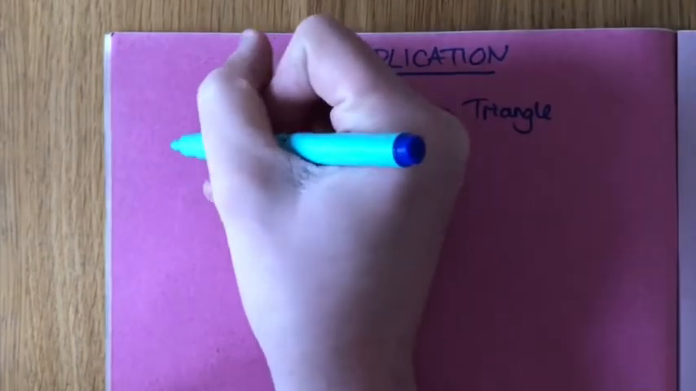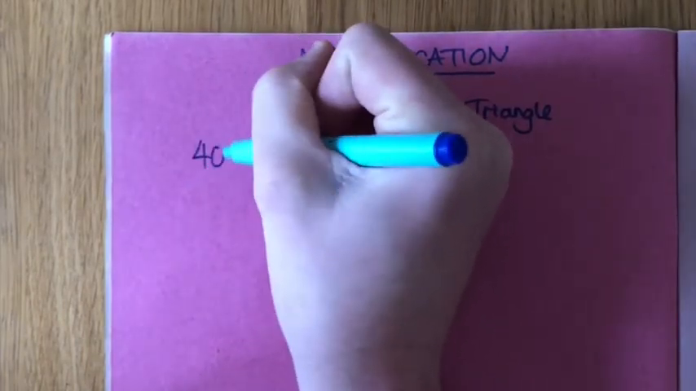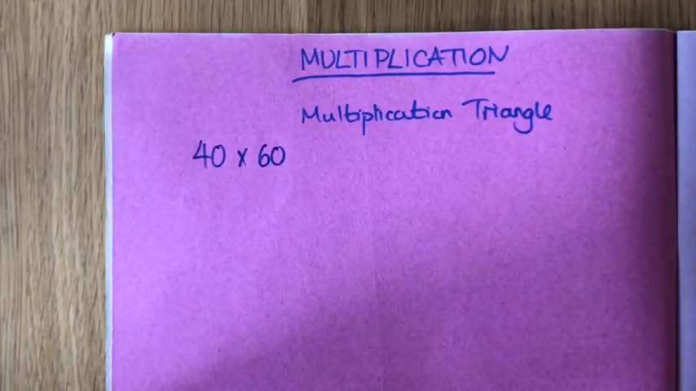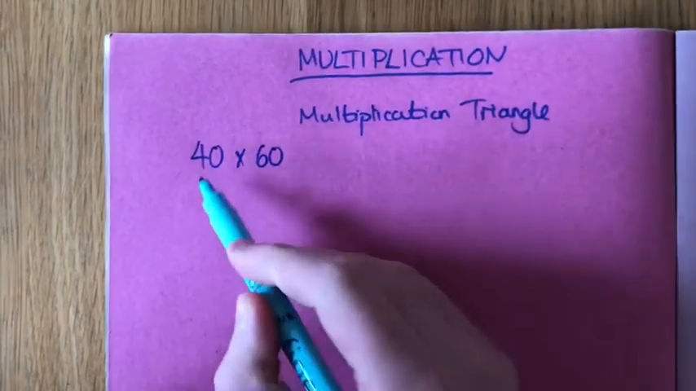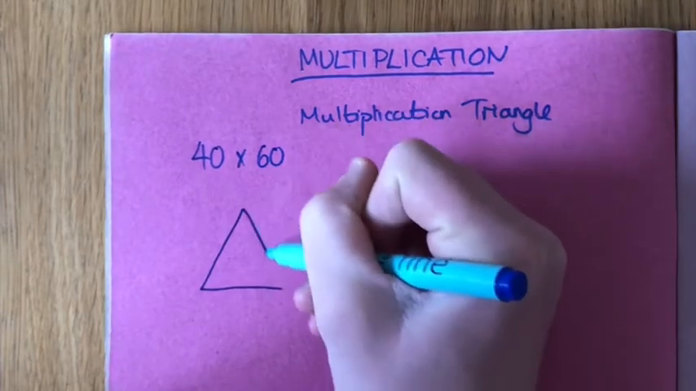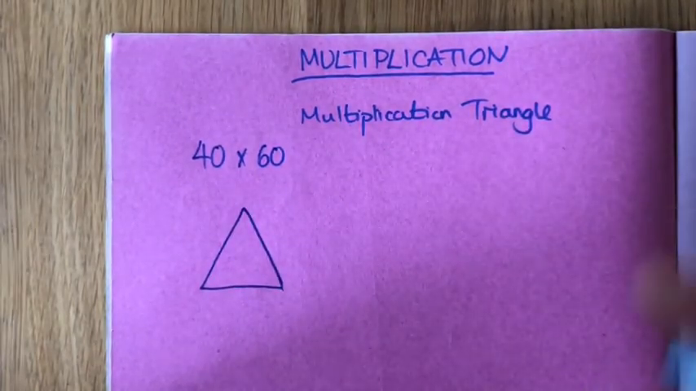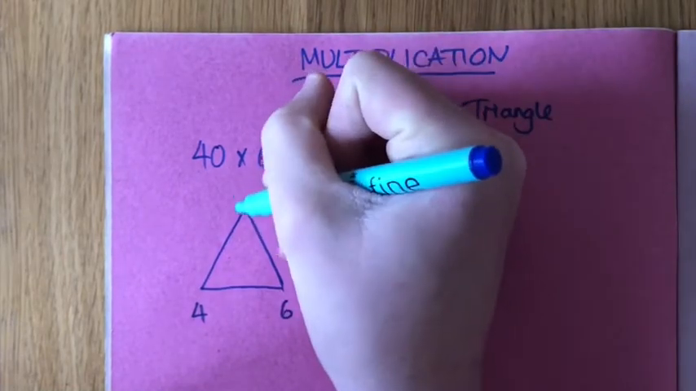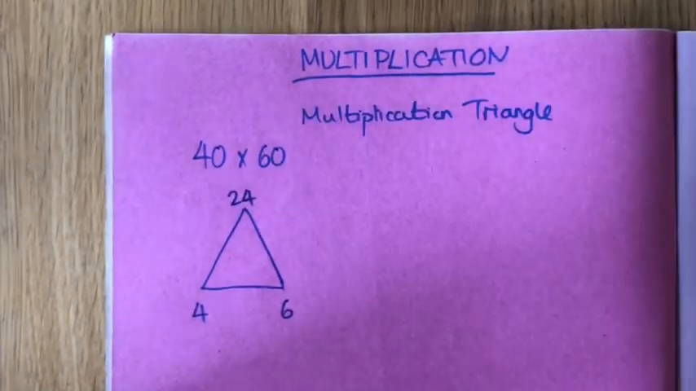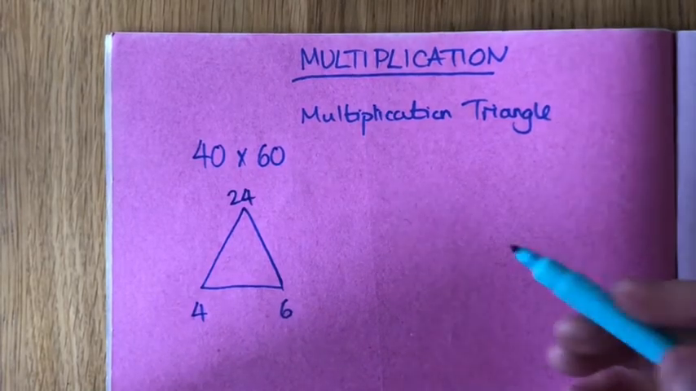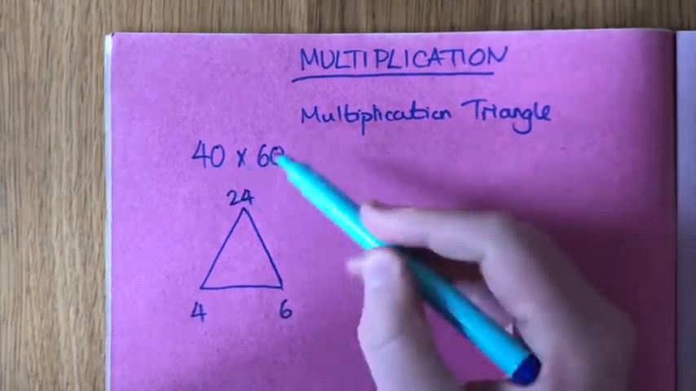So if I've got something like 40 times by 60, we look at that and we go, is there an easy question in there? And hopefully you can see that for that one, there is. And the easy question is 4 times 6. So I'm quickly going to draw a triangle and I'm going to put in my easy question. So my easy question is 4 times 6, and hopefully we know that answer is 24. Now at this point, I then need to start multiplying by 10 or 100 or dividing by 10 or 100 to get to these numbers.